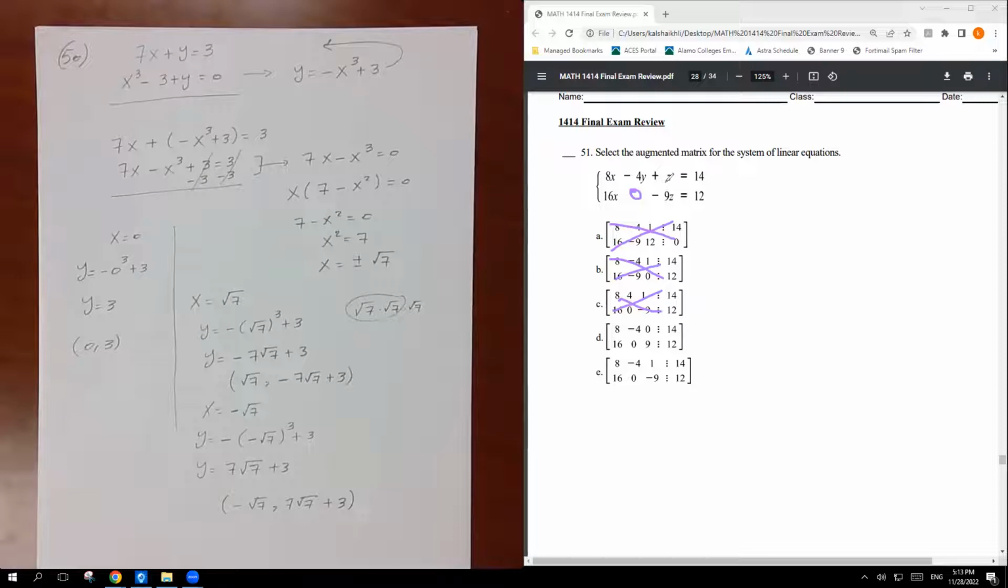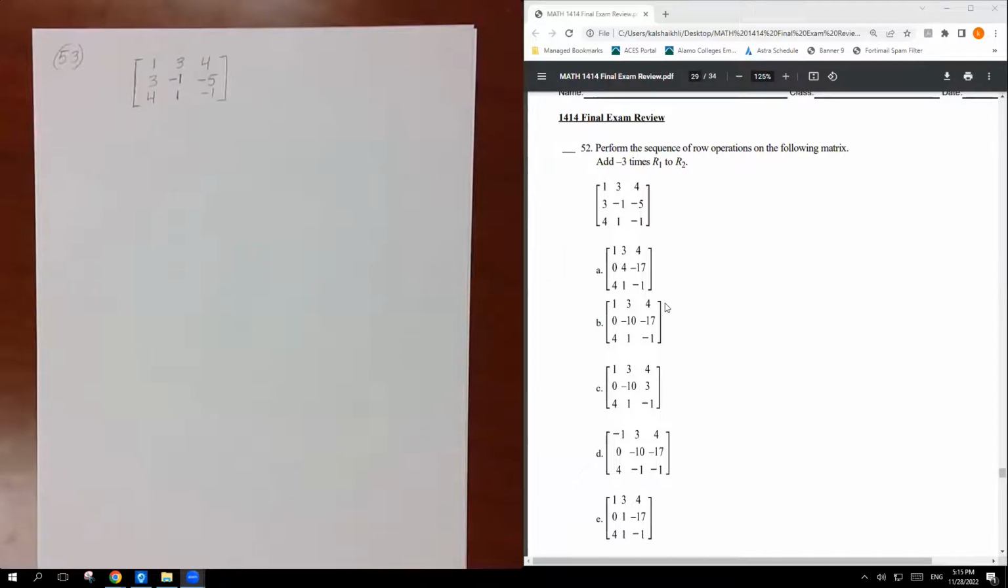The third column is 1, negative 9. So 0, 9, and 1, negative 9. And the last one, so this is wrong. 14, 12, here's 14, 12. So this is the right option. That's it for this question 51.